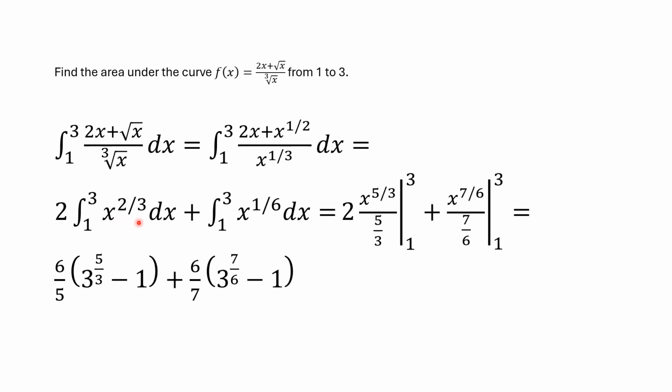which is 2 x to the n plus 1, 5/3 over 5/3 from 1 to 3, plus here I have x to the 1/6 plus 1 is 7/6, x to the 7/6 over 7/6 from 1 to 3. And then we just plug in these values, 3 and 1, and we get this expression, which for our practical purposes here, we just assume that your calculator can just finish the problem.